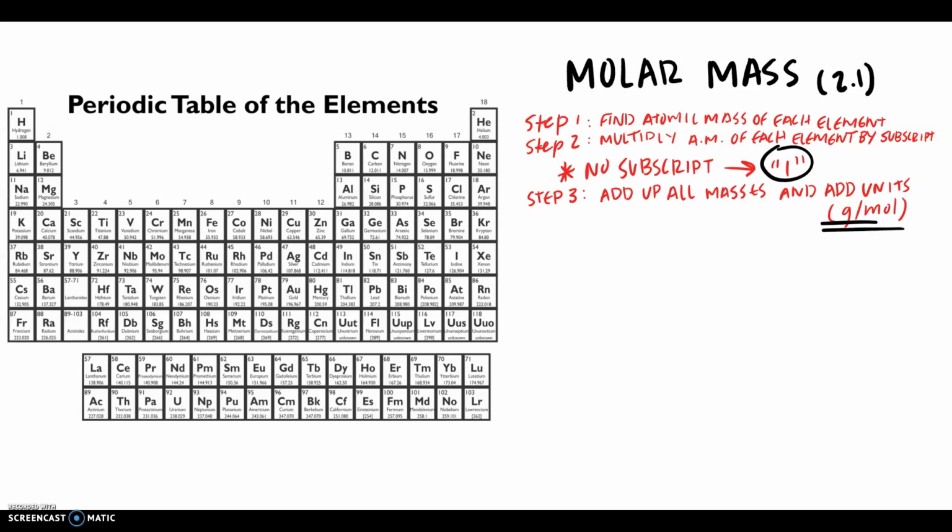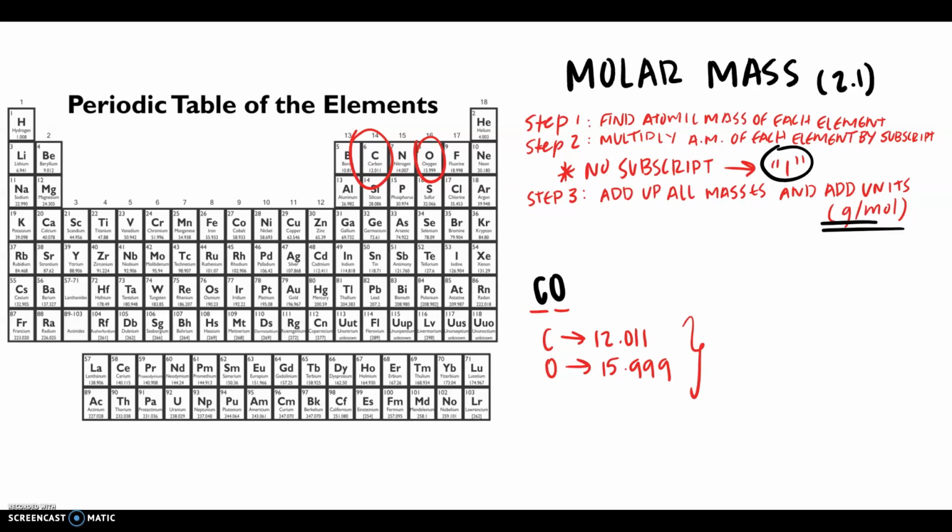So let's do an example. Let's do carbon monoxide, right? Carbon monoxide is written as CO. And first step, right? Find the atomic masses of each element. Here we can look at our handy dandy periodic table and look for carbon, C, and oxygen. And right here we see that the atomic mass for carbon is 12.011 and oxygen is 15.999, right?